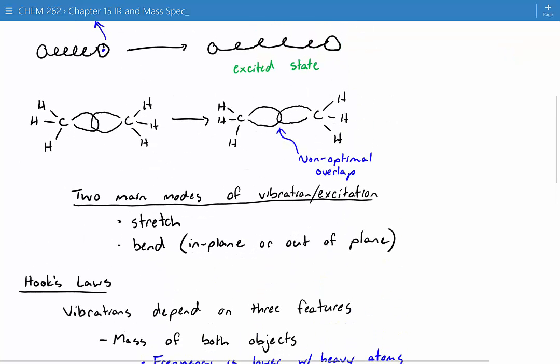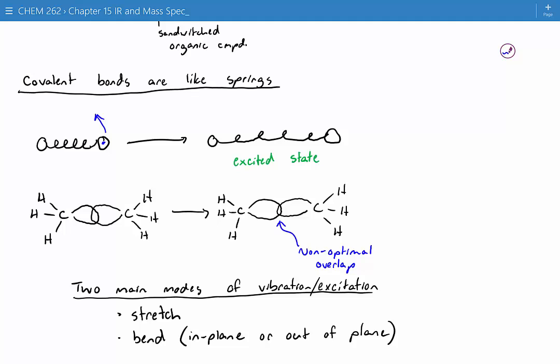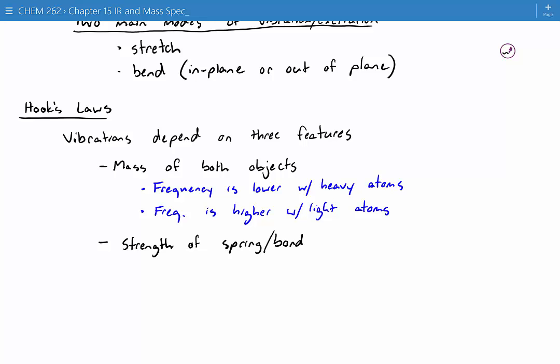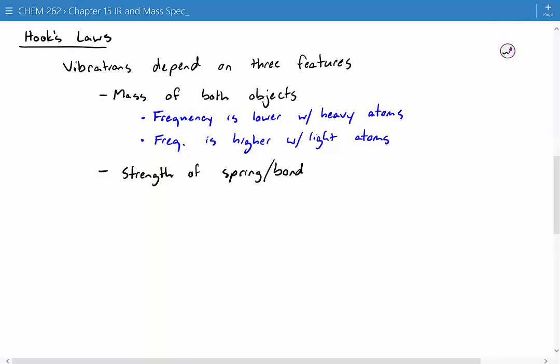So if we go back to our spring analogy, if that blue atom right here, if that's nice and light and we pull it up, it's going to vibrate very, very quickly and go back down to the ground state very quickly too. So that's one feature we have to pay attention to. The other feature is looking just simply at the strength of the spring or the bond. If we've got a bond that's very, very strong, it's going to cause the spring more or less to act like a stronger spring, and it's going to vibrate at a higher frequency.